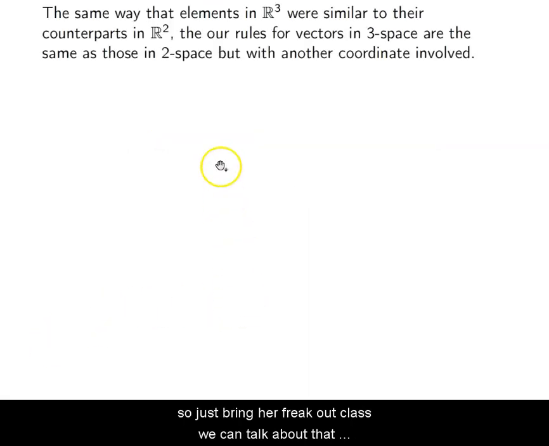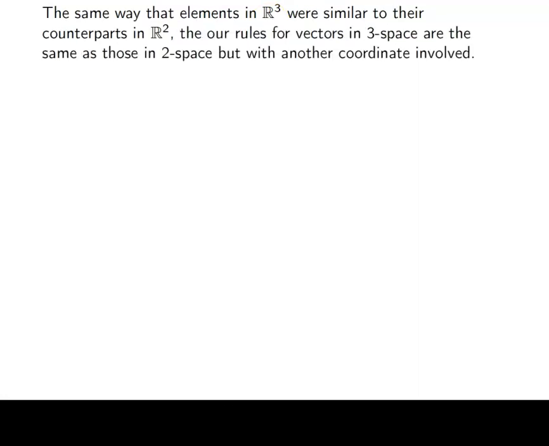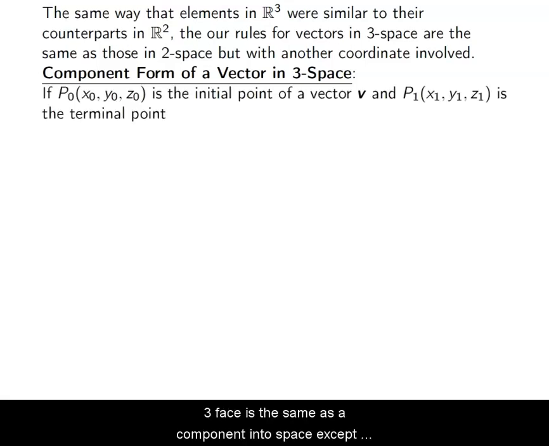So again, in the same way that we were able to extend R2 to R3 by just considering an extra variable, we're going to do the same thing with vectors, right? So all of our rules for vectors in 3 space are the same as the rules we had in 2 space. We're just using that extra coordinate, right? So the component form of a vector in 3 space is the same as the component form in 2 space, except for now we have an extra variable.